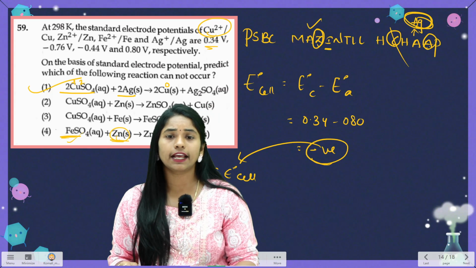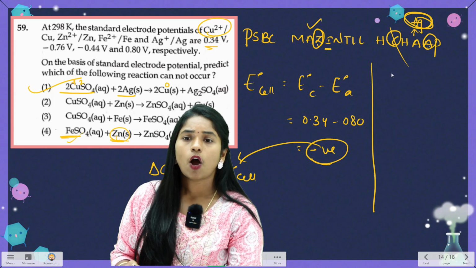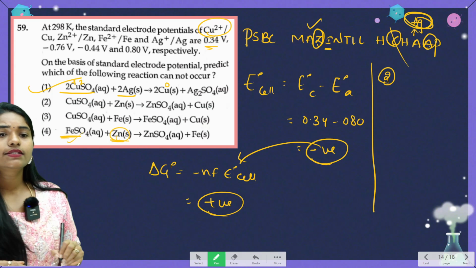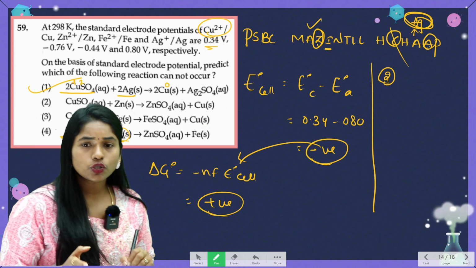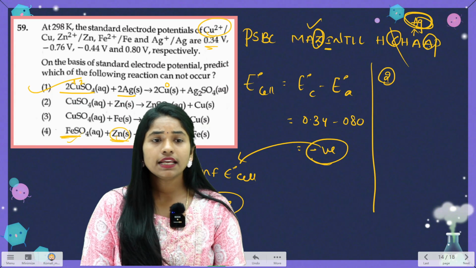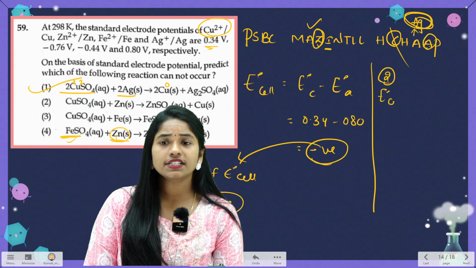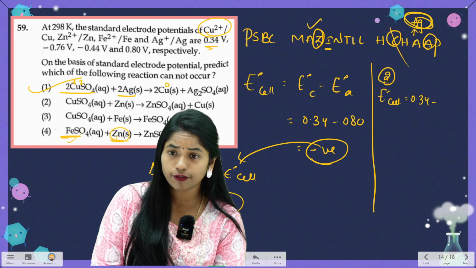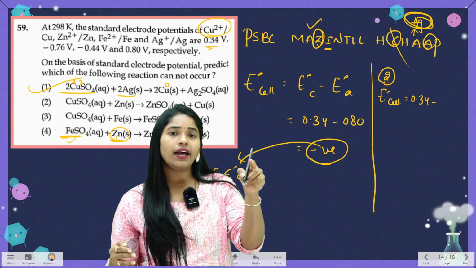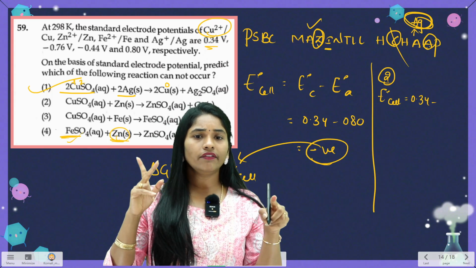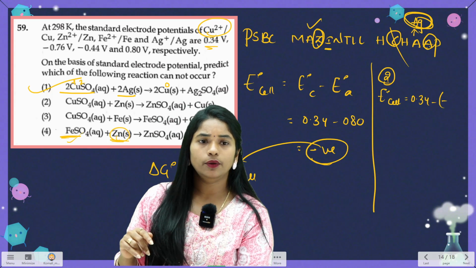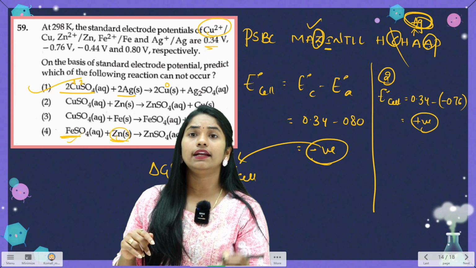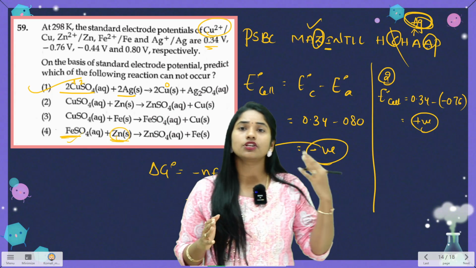But if you see the second option, option number 2, can you see the screen? Yes. If you observe option number 2, what happens here is zinc. E naught cell is equal to, which is a cathode? Copper is a cathode, so the same 0.34, minus, zinc is an anode. Which value is the anode value? Second value? Okay, minus value. So 0.76. So minus of minus, we will be getting a positive value. Positive value means that the reaction is feasible.